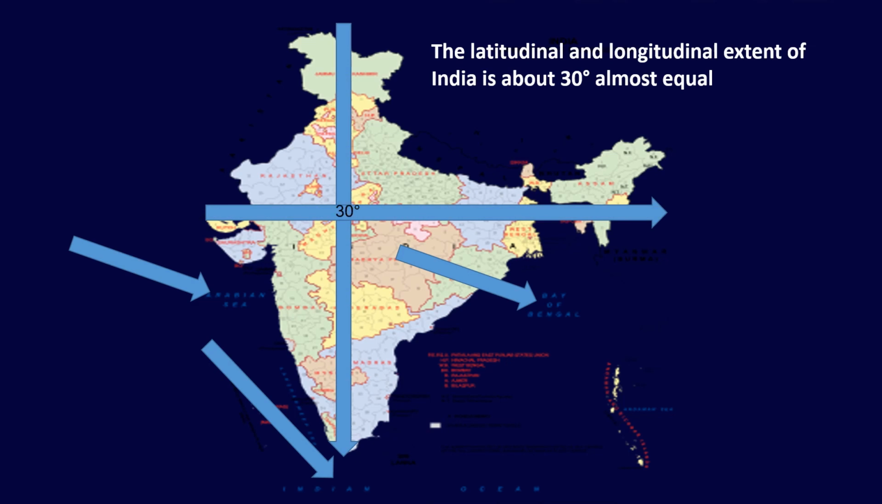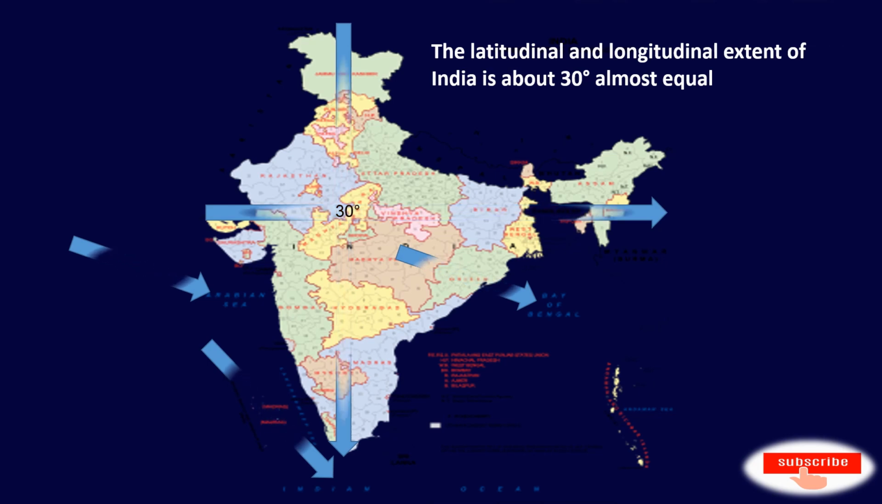And when we see both the longitudinal and latitudinal extent of India, by looking at the map we can see that the east-west extent of India appears to be smaller than the north-south extent. But if we see the longitudinal and latitudinal extent of India, we will find they are nearly equal. Both are almost 30 degrees. So when we see the map, the east-west extent appears smaller, but they are almost equal because they are 30 degrees.